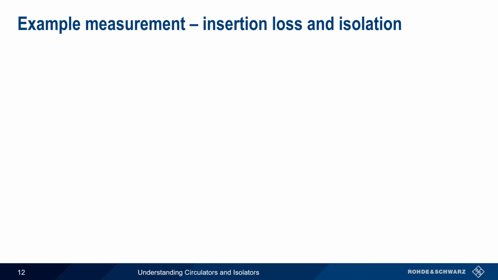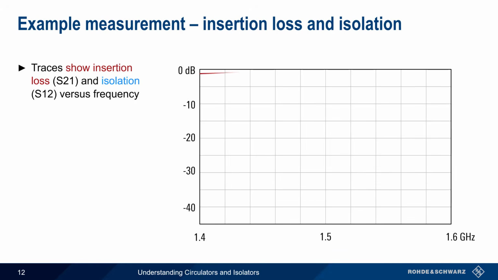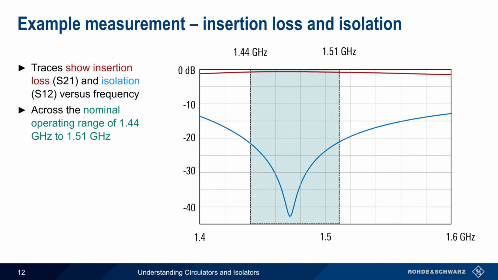Before we conclude this presentation, let's look at a measurement example. Here we see insertion loss, shown in red, and isolation, shown in blue. These correspond to S21 and S12 measurements, respectively. Looking across the nominal operating range of the circulator, 1.44 to 1.51 GHz, we can see that it has an insertion loss of less than 1 dB over this entire range.